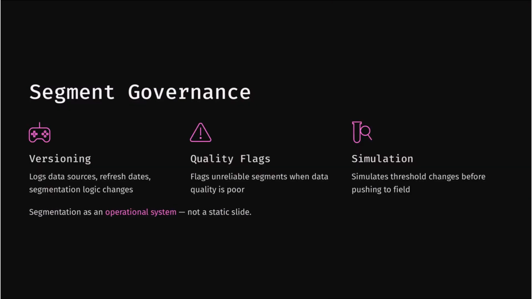A strong segmentation agent also handles what I call segment governance. It versions the segmentation logic, logs data sources and refresh dates, and flags when the data quality is poor enough that the segment might be unreliable. It can also simulate what happens when you change a threshold, so the brand team can see the impact before pushing a new segmentation into the field. That is the difference between segmentation as a static slide and segmentation as an operational system.